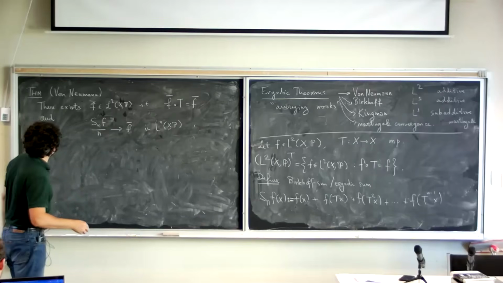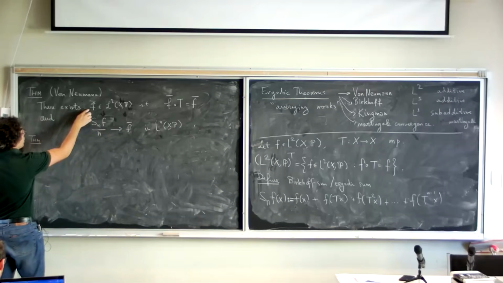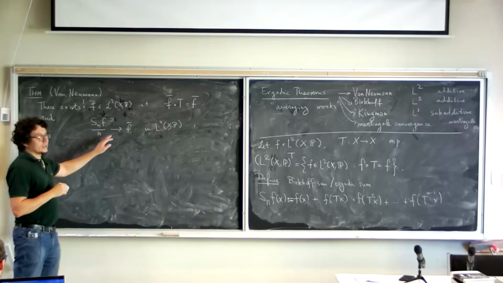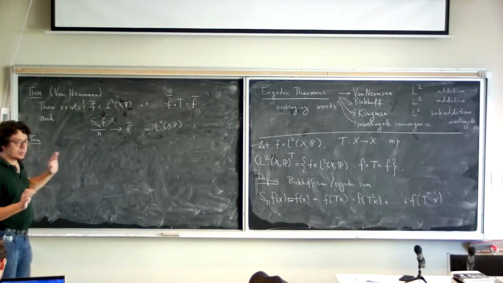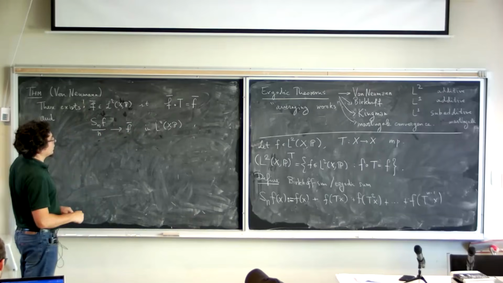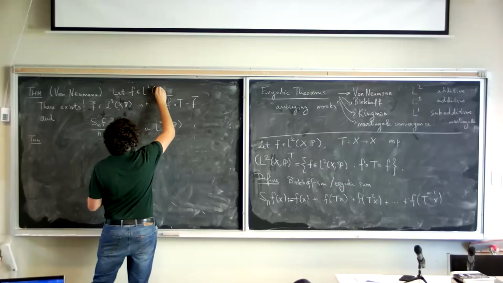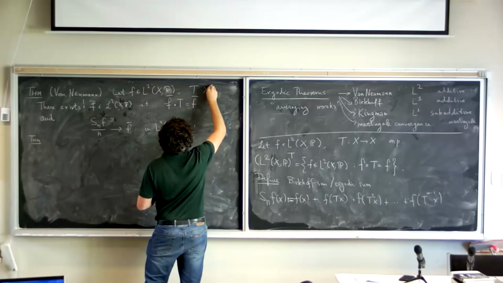Yeah, the limit exists. So for each F, there is. So not passing to a subsequence, right? No, exactly. There's no passing to a subsequence. That's right. So you start with F in L2, and T is measure preserving.